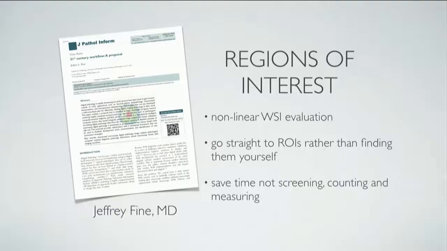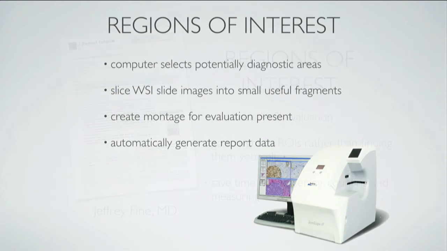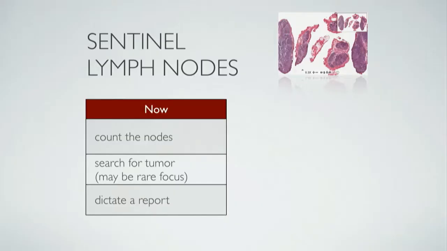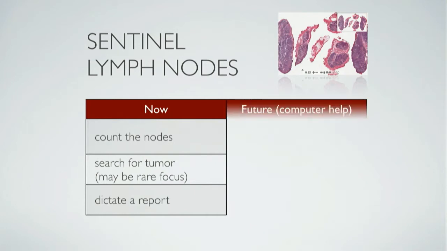Well, Jeff Fine wrote a nice paper about regions of interest, nonlinear whole slide evaluation, and he talked about optimizing the computer and the whole slide image scan to produce a more elegant way of reviewing cases. So here's a sentinel node example, and currently we count the number of sentinel nodes or lymph nodes in a dissection. We search for tumor, it could be a rare focus, and we dictate a report. That's currently what we do now.